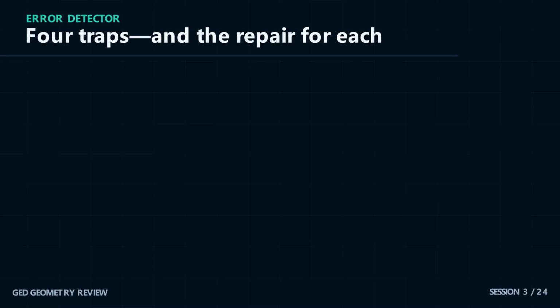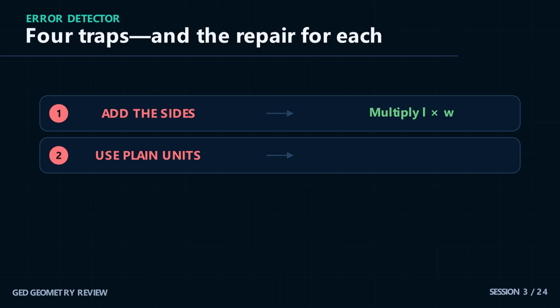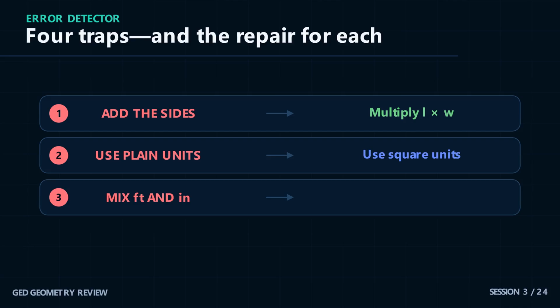Let us slow down and inspect 4 common errors. Error 1. Adding length and width when the question asks for area. The repair is to multiply length by width. Error 2. Writing plain units. The repair is to label area with square units. Error 3. Mixing feet and inches in one multiplication. The repair is to convert first. Error 4. Squaring both rectangle dimensions separately. The repair is one product, length times width.